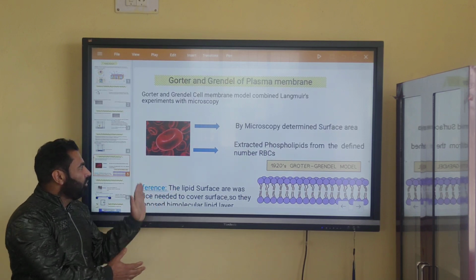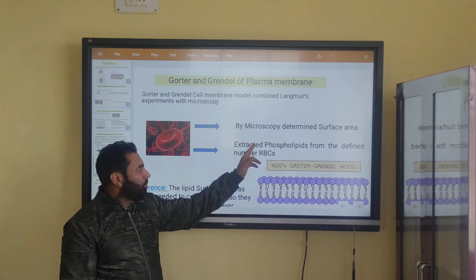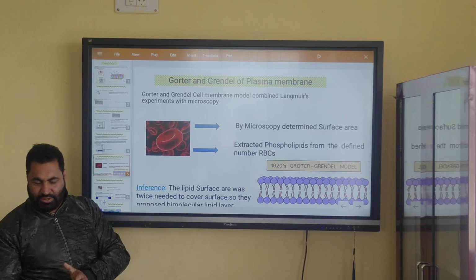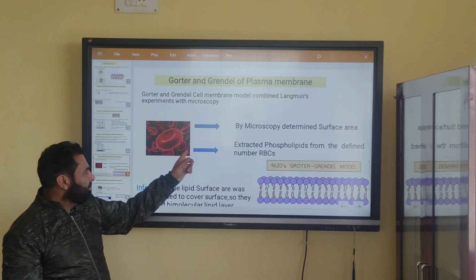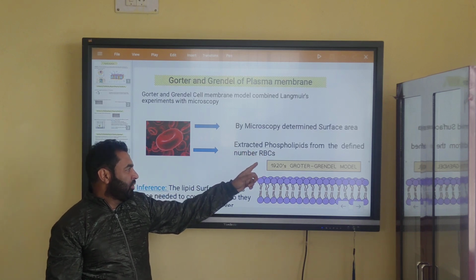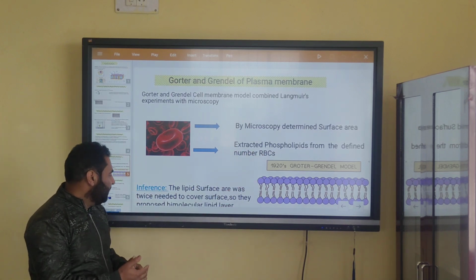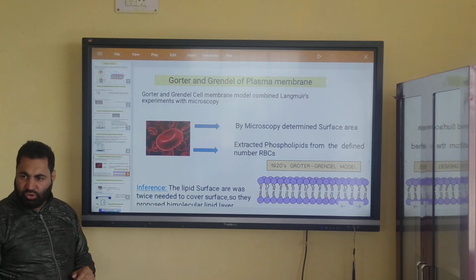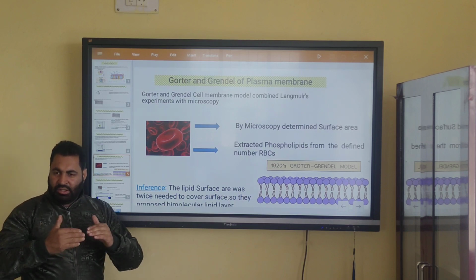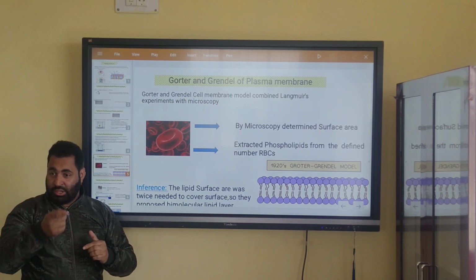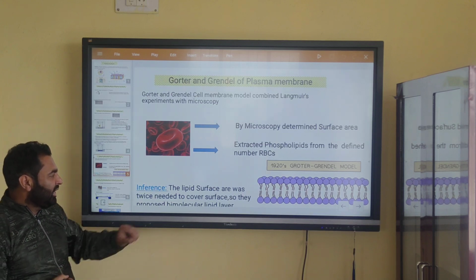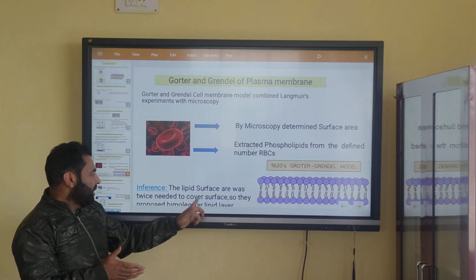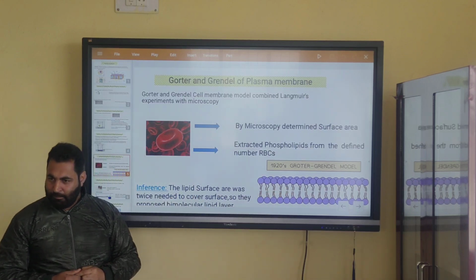These scientists took a few RBCs. By means of microscopy, they determined their surface area. Okay, they knew how many RBCs they took and what the surface area would be, and from the same number of RBCs, they extracted phospholipids. Then they found that the lipid surface area was twice what was needed to cover the surface. The lipids which were extracted were twice the surface area. So they proposed a model that this lipid layer is bimolecular.